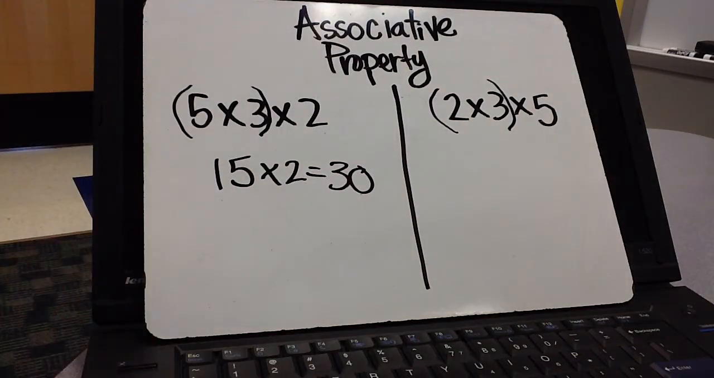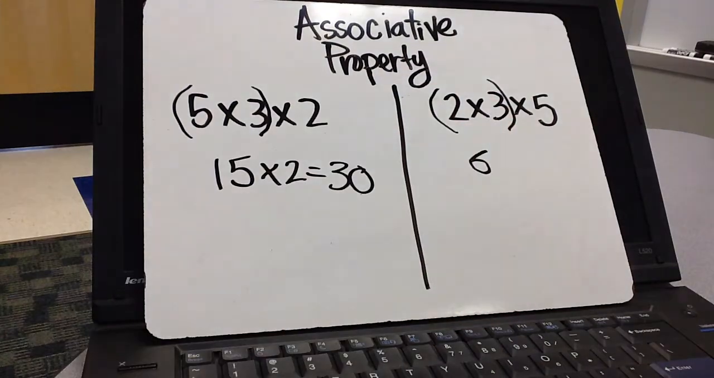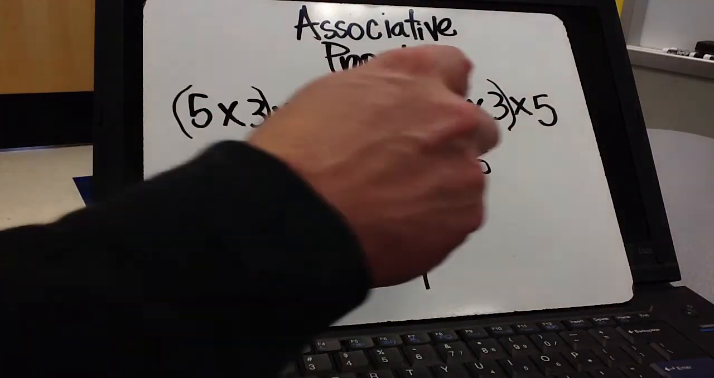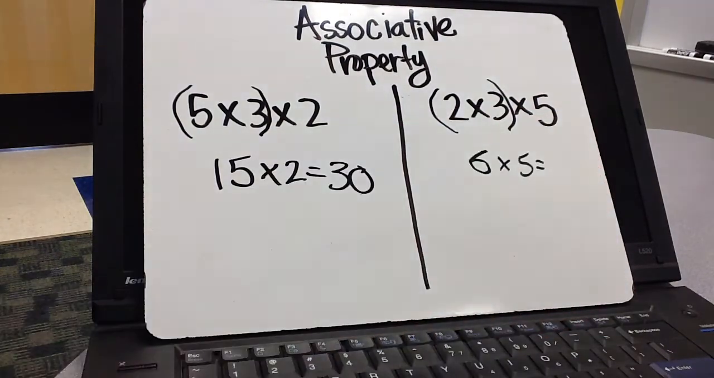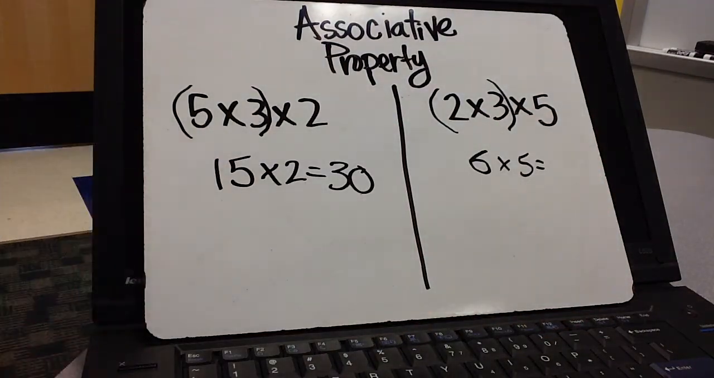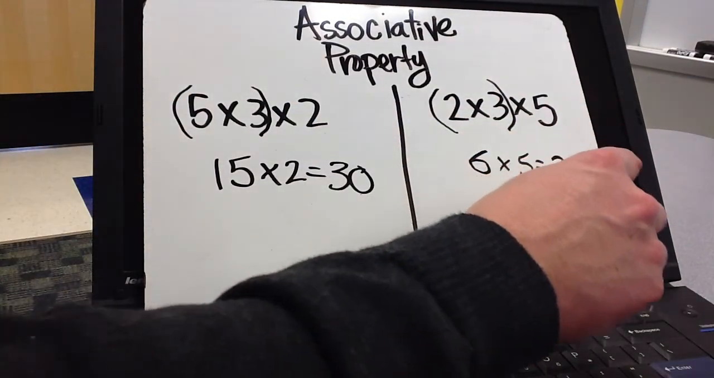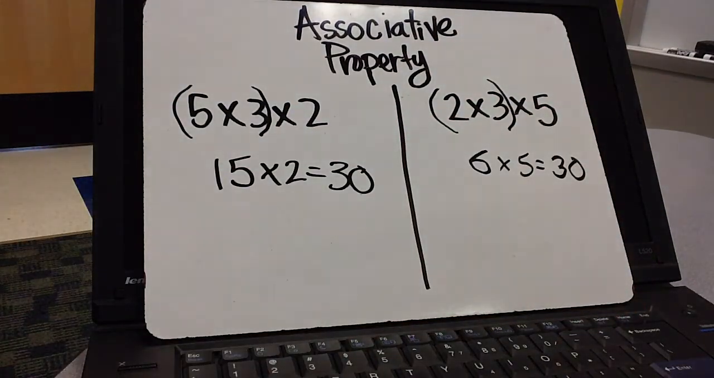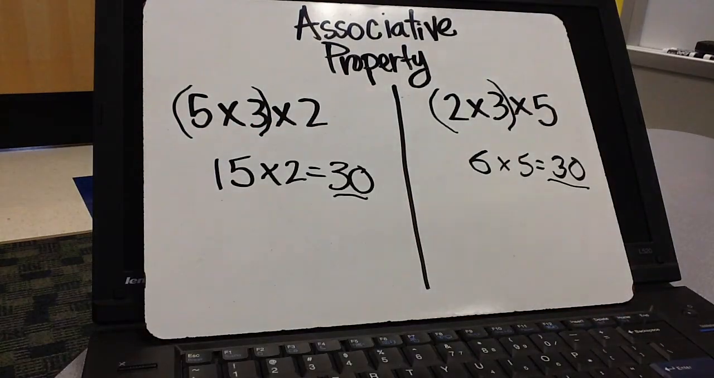So let's go ahead and try it. 2 times 3 is 6. Now I still have to multiply that 6 times 5. So with those two factors, 6 times 5, I get 30. So again, my product is 30 on both sides of the equation. So that's how the associative property works in multiplication.